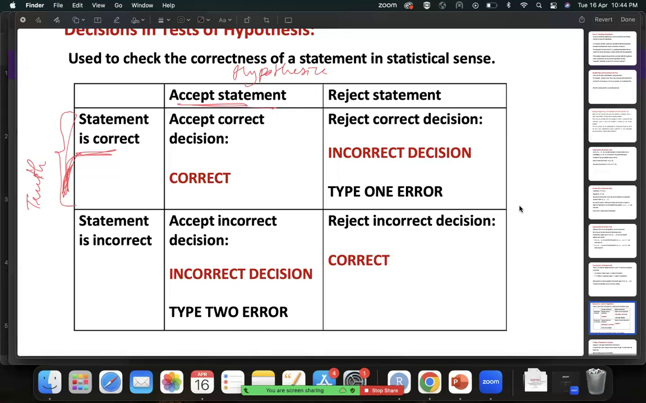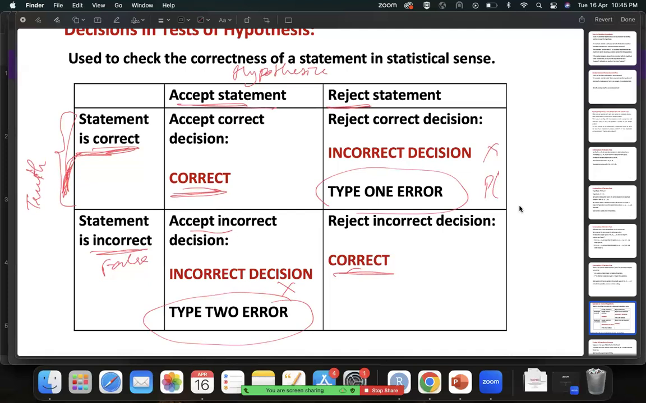So when you accept the statement that is correct, your decision is correct. And similarly, when you reject the statement that is false, that is also your correct decision. But when you reject a correct statement, that is an incorrect decision. And when you accept an incorrect statement, it is also an incorrect decision. So this is called type 1 error and this is called type 2 error.